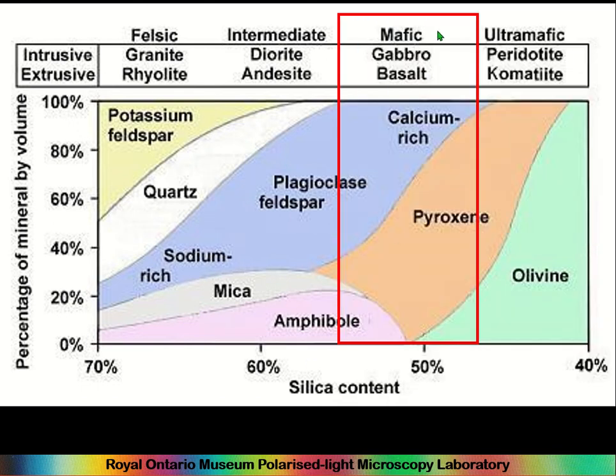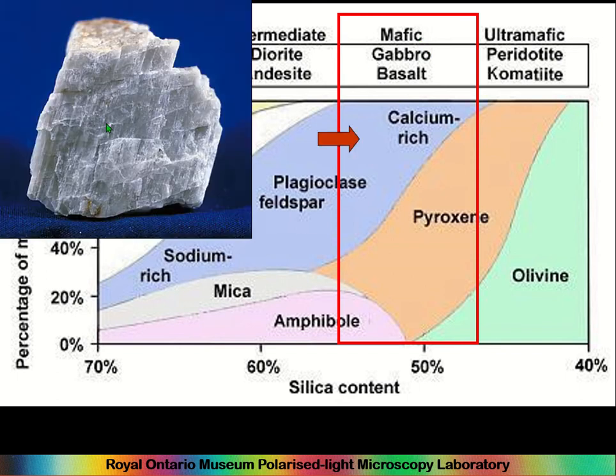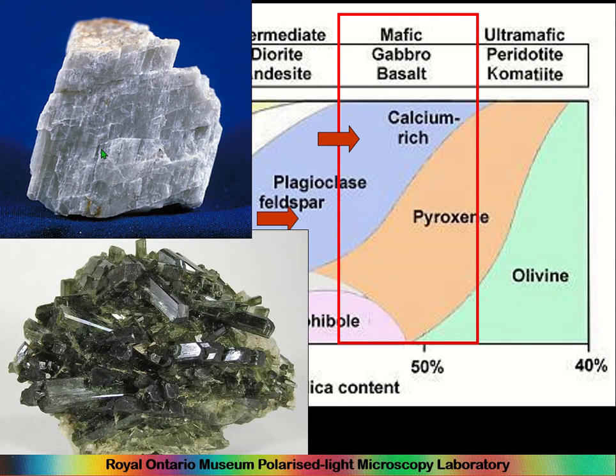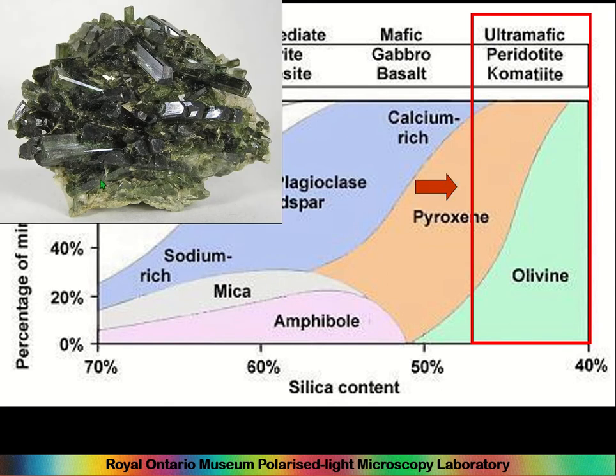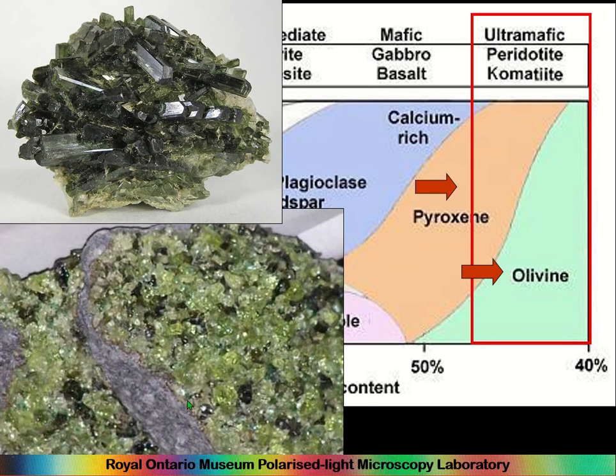The mafic, gabbroic, basaltic rocks will have a lot of plagioclase again, and a lot of pyroxenes. The pyroxenes come in a big way now. Very important ferromagnesian minerals, and also very colourful in cross-polarized light, if you remember. And then we have the ultramafic, again with pyroxenes, and also with olivine.